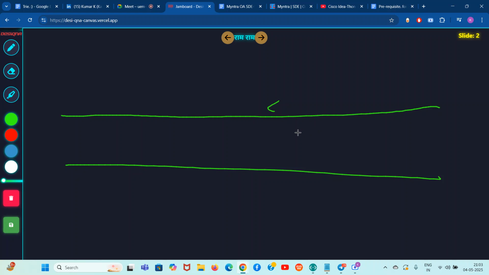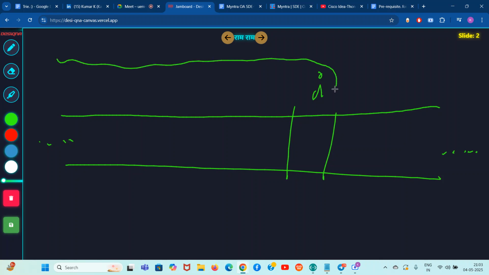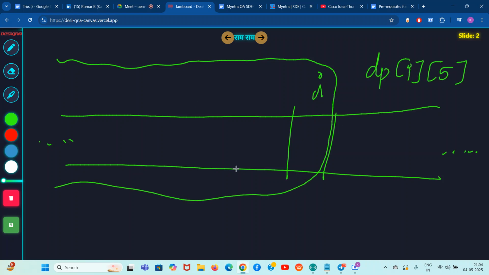Let's assume we have a large array like this. We have an index i. I want to calculate dp[i][5]. The best way to place 5 foods in the first i elements.